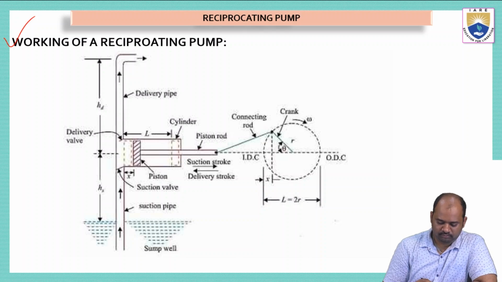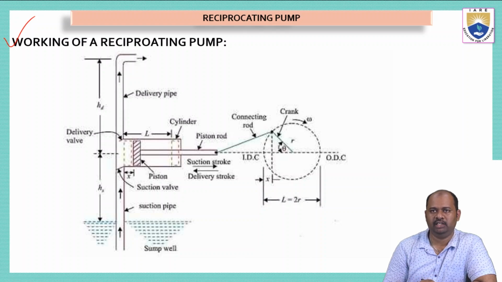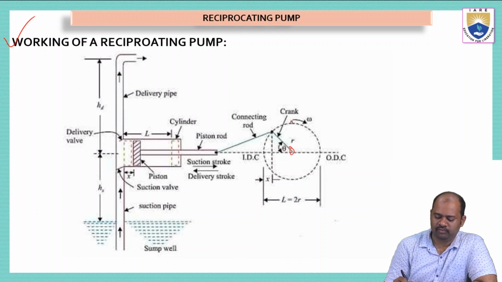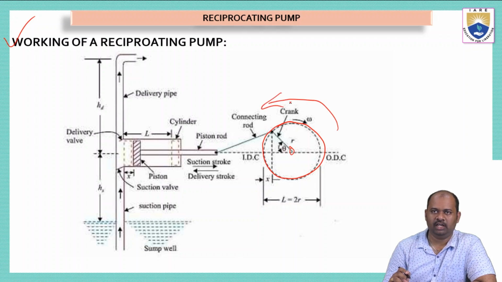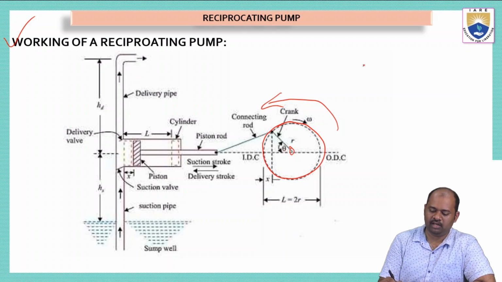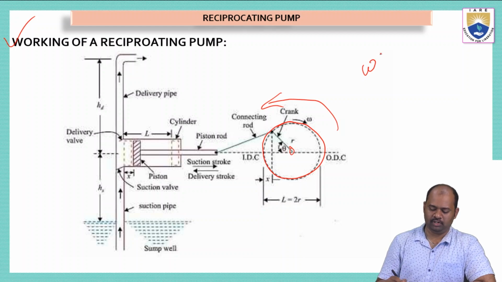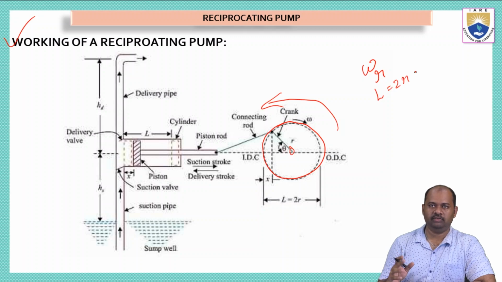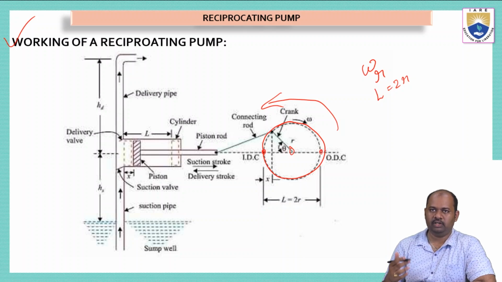See here, we have a cylinder piston arrangement which is attached to the crank of a rotating wheel. Now the function of this rotating wheel is that it will rotate only in a rotational manner, maybe clockwise or anti-clockwise. Any one direction is chosen, and it will rotate in that direction with some rotational velocity omega. Okay, and it will have some radius r, and it will have some length which is equal to 2r, that is 2 times the radius, which is called the length of the IDC and ODC. We'll try to understand all the terminology.